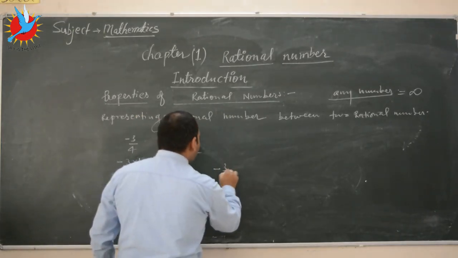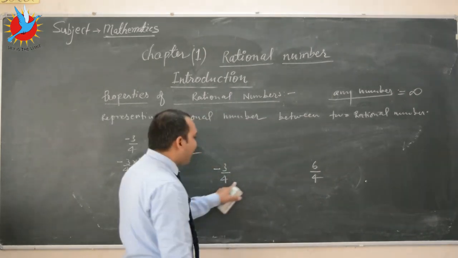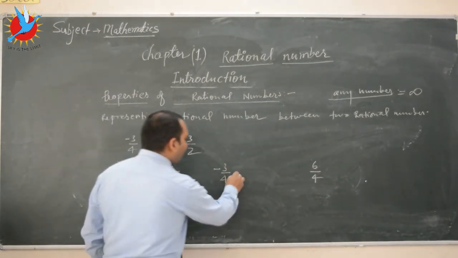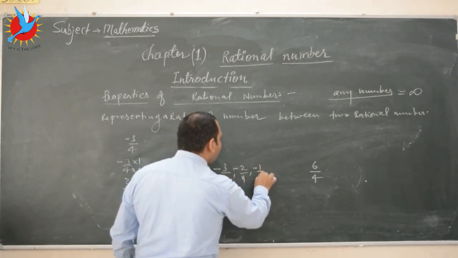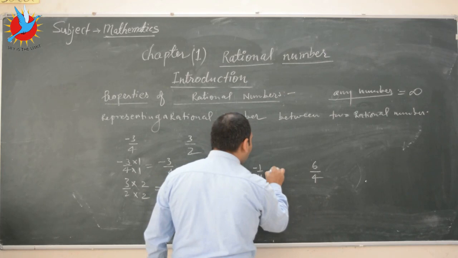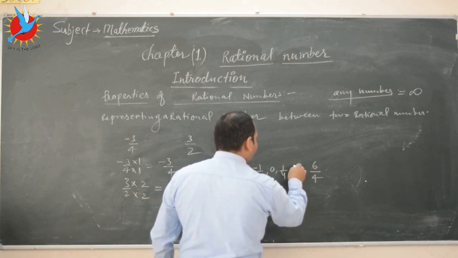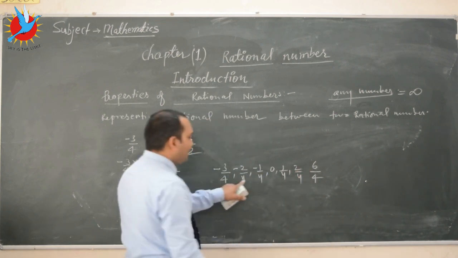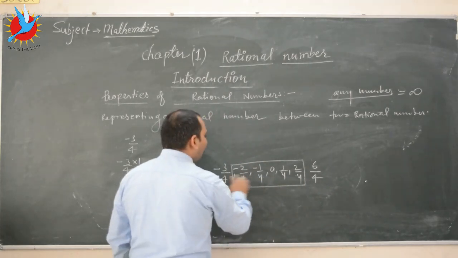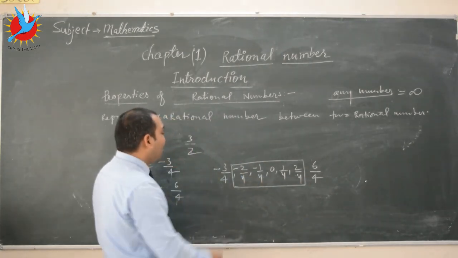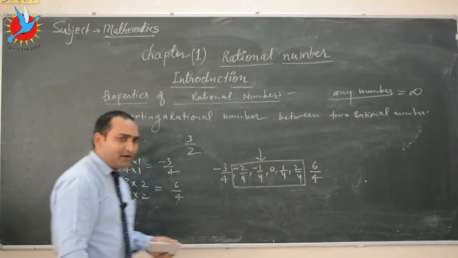So between minus 3 upon 4 and 6 upon 4, we have to write 5 rational numbers. So minus 2 upon 4, minus 1 upon 4, 0 upon 4, that is 0, 1 upon 4 and 2 upon 4. So these are 5 rational numbers between the two rational numbers, but there may be infinite rational numbers between two rational numbers.